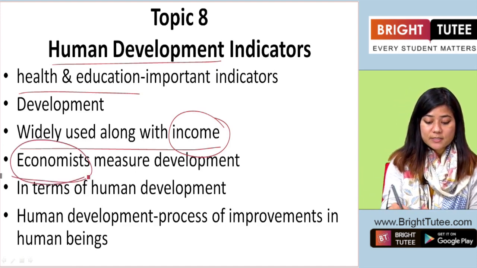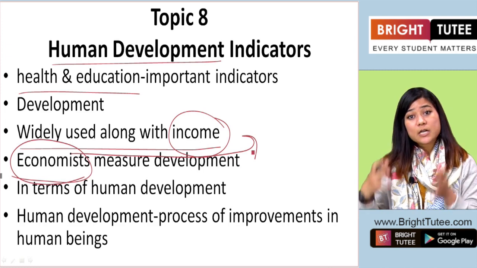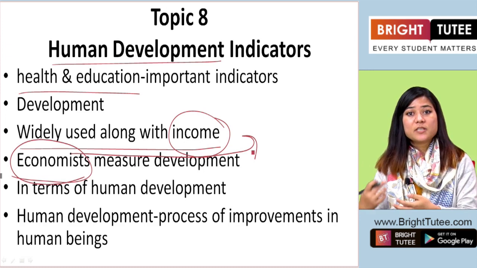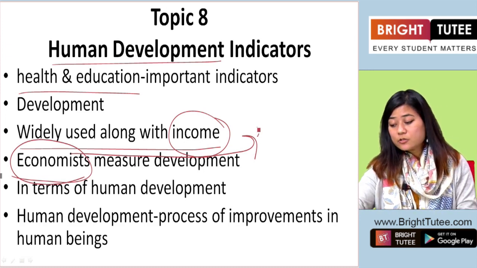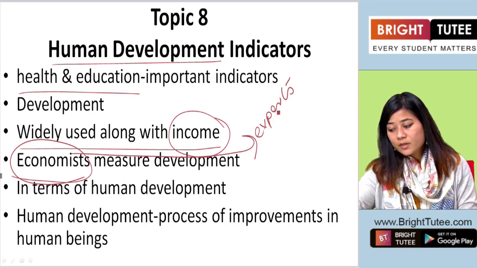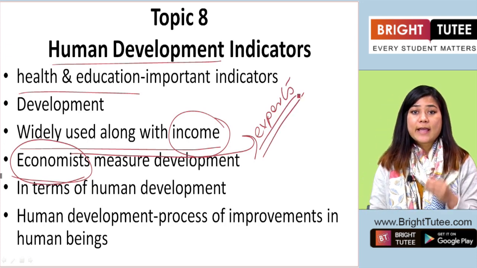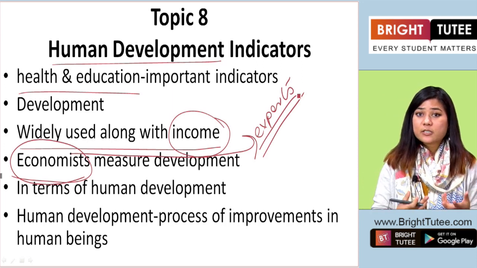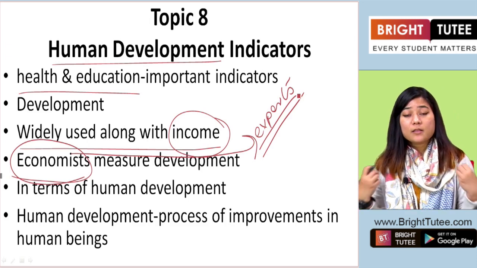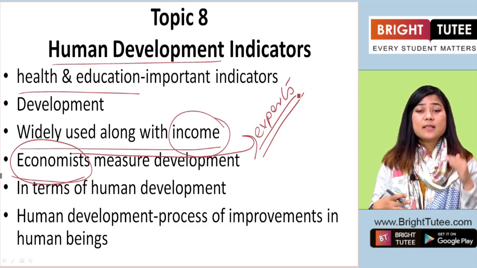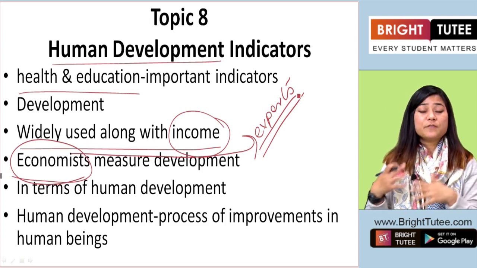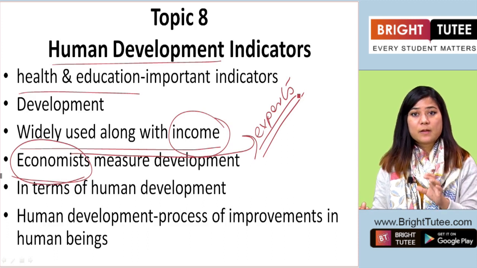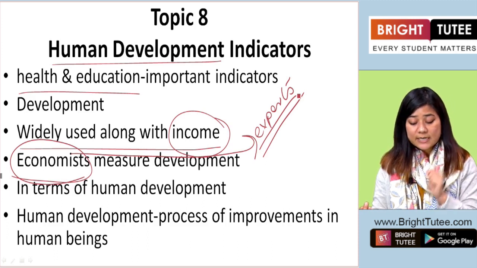It's the economists. The economists are the ones who study and look at the economies of different countries in detail. They are experts on the subject of economy. They try to understand national income, per capita income, other indicators, and the various levels of different countries' economic development. So economists use human development as a very important indicator.